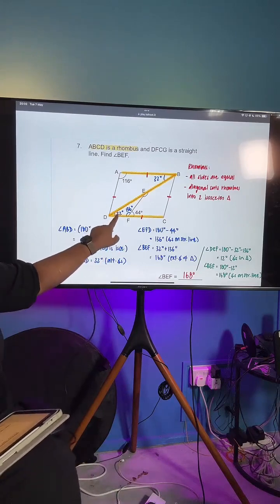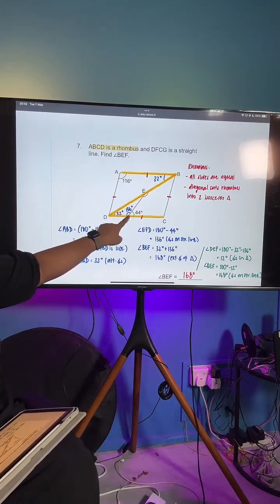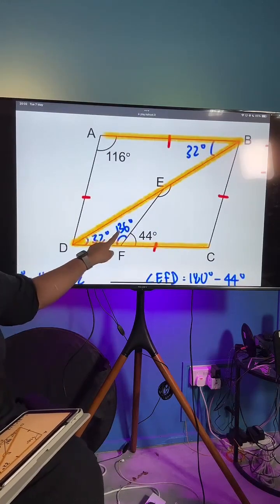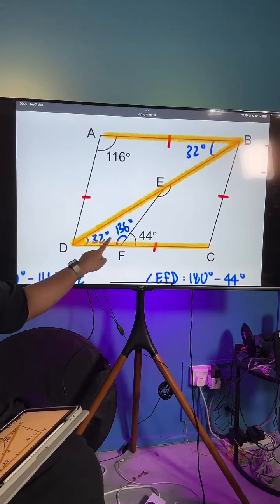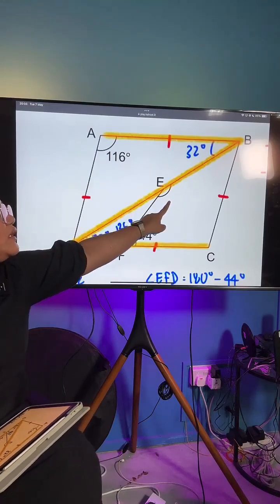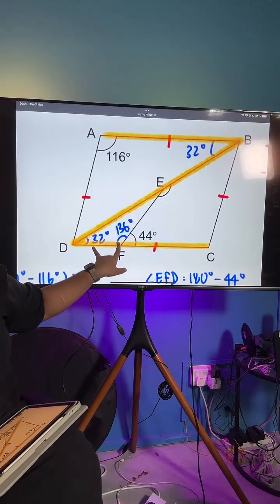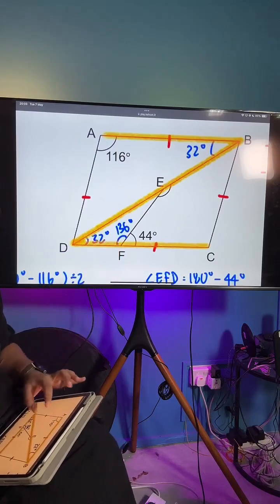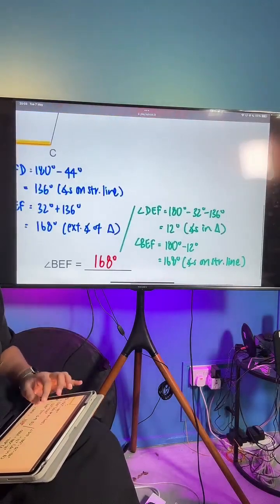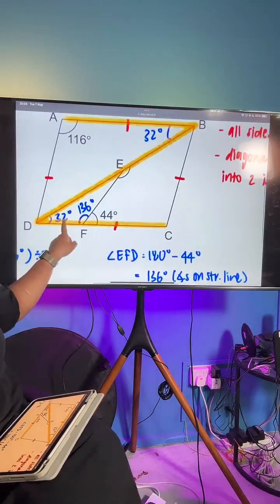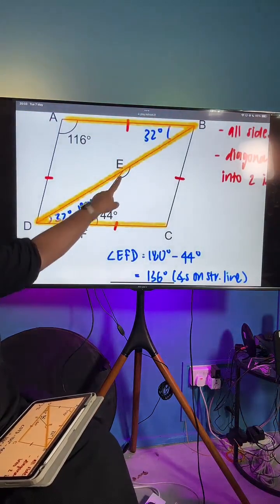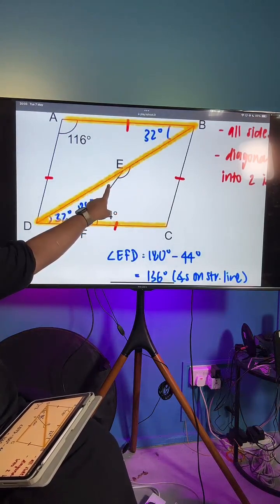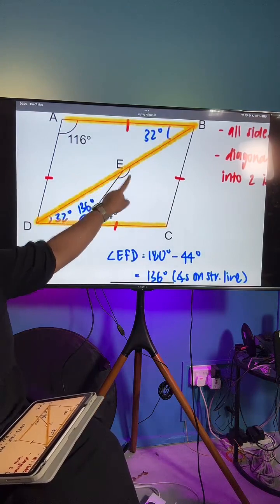From 32 degrees, all you got to do is find the other side here using angles on a straight line. Angles on a straight line, 180 minus 44 gives you 136. If this is 32, this is 136. Using exterior angle, this will be the sum of these two. 32 plus 136 will give you 168. Or you can also use the alternative method here, where you take 32 plus 136, you add them up, and you take 180 because this is a triangle. 180 minus these two to give you 12. And then 180 minus 12 to give you 168.